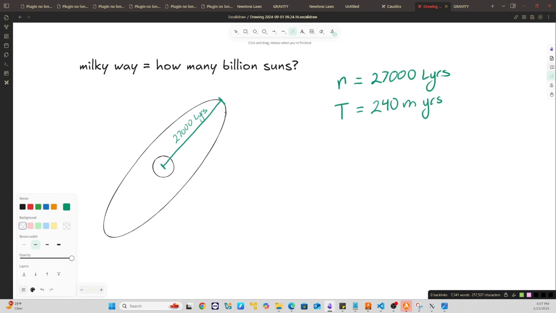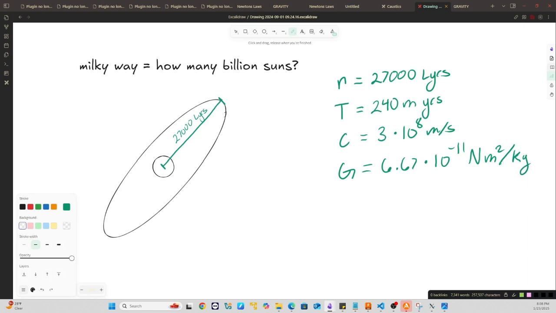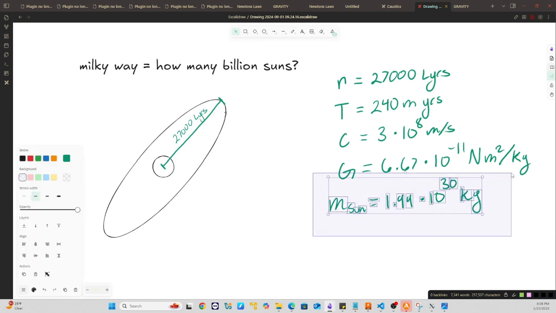Okay. We also know some constants. So we know the speed of light. So the speed of light is 3 times 10 to the 8 meters per second. And we also know that our gravitational constant with a capital G is 6.67 times 10 to the negative 11 Newton meters squared per kilogram squared. Okay, and we also know the mass of the sun. So I'll use m sub sun to denote the mass of the sun, and that is roughly 1.99 times 10 to the 30th power kilograms. Okay, so these are all the things that we know.